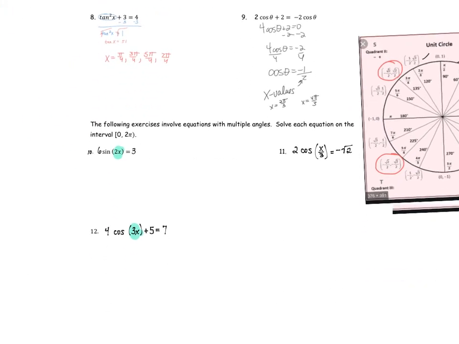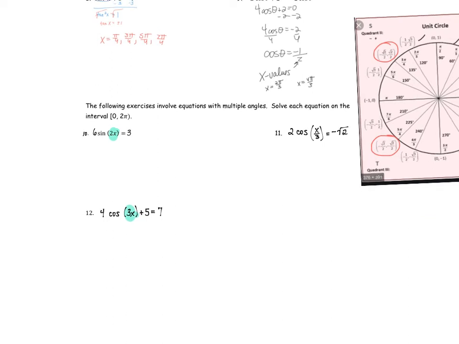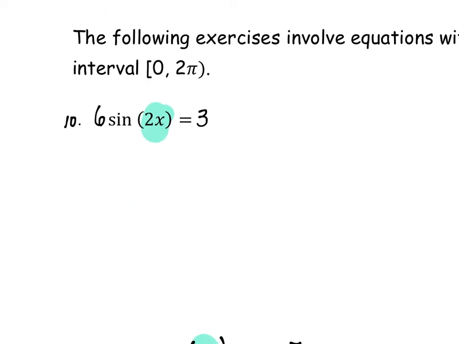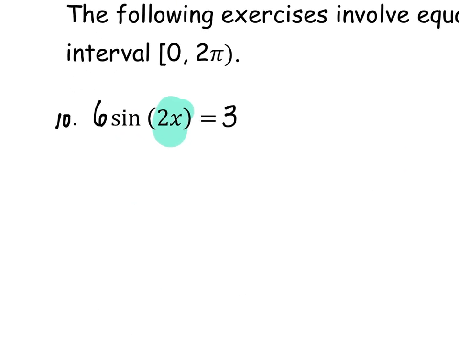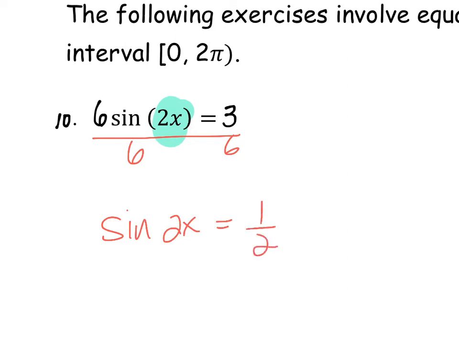All right, now we're going to do these, guys. These are exact same questions, the exact same thing. There's one little difference at the end. This is a multiple angle, meaning I don't just have x, I have a number in front of x. So in this case, we want to get the sine of 2x by itself. So we would do what first? Divide both sides by 6. So you have the sine of 2x equals 1/2. Did they give me an interval that I'm looking at? Yes. So that means I don't have to put anything at the end of my answers.